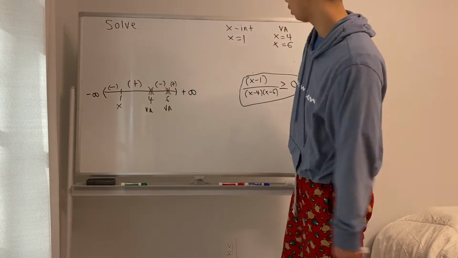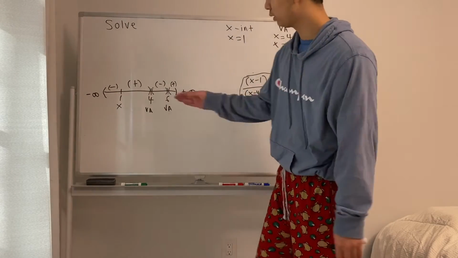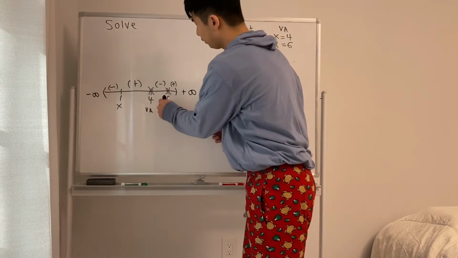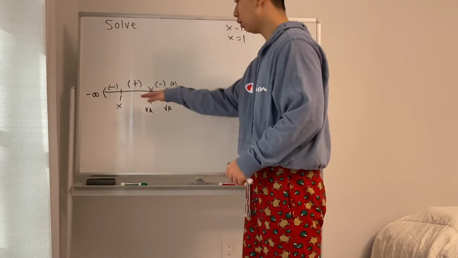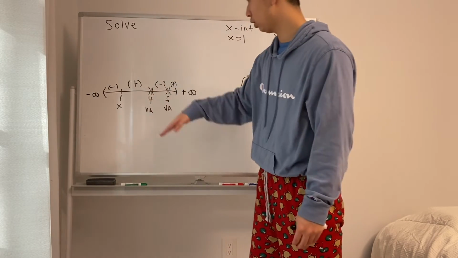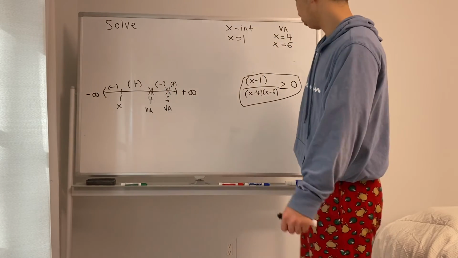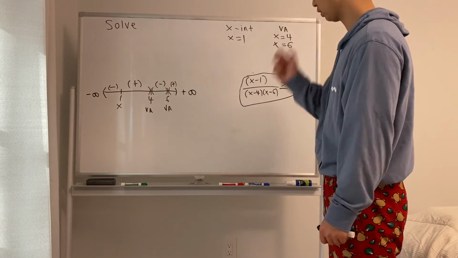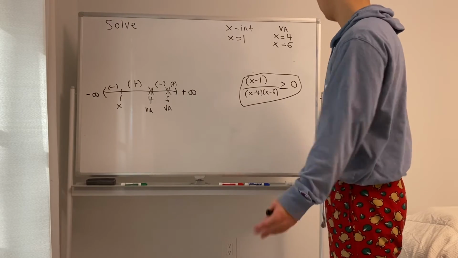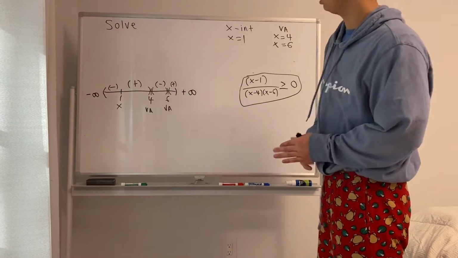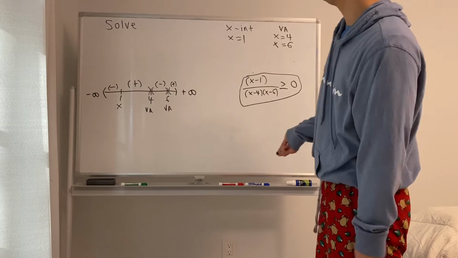Okay, so basically, I plugged in a number between each of these intervals to figure out where the graph was when it was between those intervals. So this is what we get: positive here, negative here, positive here. So now what we're going to do is, it's very simple. We're going to write our answer out in interval notation.